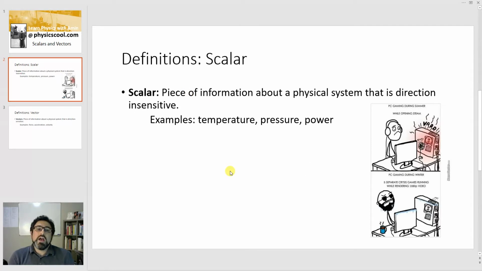Definition of a scalar. It's basically a piece of information of a physical system that is direction insensitive. In other words, when you tell me about that quantity of the system, I do not need to know the direction or anything about the direction of that quantity. It has nothing to do with direction, basically. For example, temperature. If I ask you, what is the temperature of your room? And you tell me it's 70 degrees Fahrenheit. That's a complete piece of information, and I don't need to know any direction about it. It has nothing to do with direction.